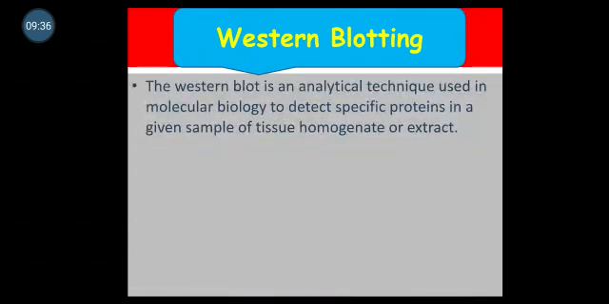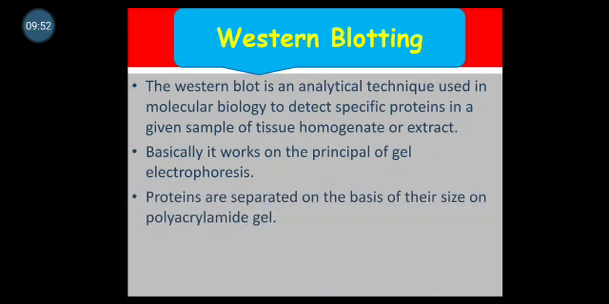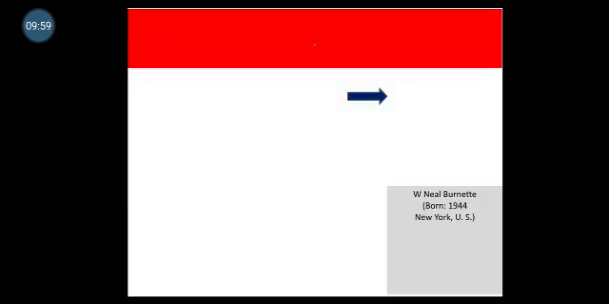Then another technique we are going to discuss here is Western blotting. The Western blot is an analytical technique used in molecular biology to detect specific proteins in a given sample of tissue homogenate or extract. Basically, it works on the principle of gel electrophoresis. Proteins are separated on the basis of their size on polyacrylamide gel.